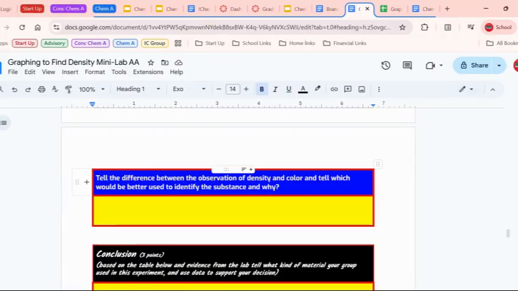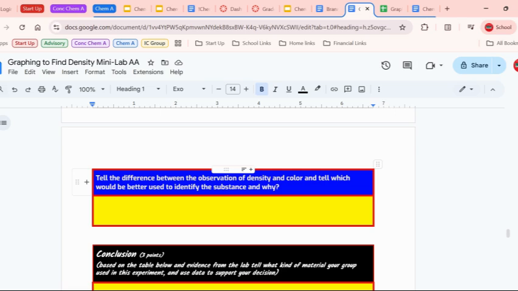Tell the difference between the observation of density and color. Well, think about what density gives you and then what kind of observation is it, qualitative or quantitative? What kind of observation is color, qualitative or quantitative? And then tell me which one would be better used to identify the substance and why.